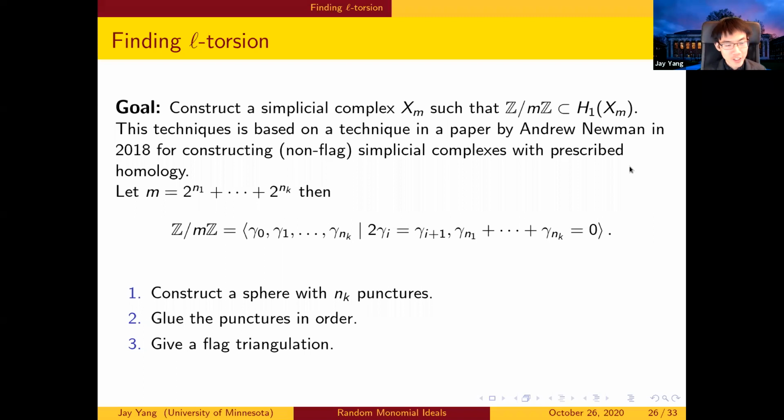So the key observation in this method is that you can do this binary decomposition on this M, and then Z mod MZ is actually isomorphic to this group given by these generators. It's a little bit complicated and messy, but it's given by these generators and relations. And then we can realize these generators and relations on a sphere. So we take a sphere, we construct the right number of punctures, and then we glue the punctures in the right way, right? And then we have to do this all very carefully in a way that gives a flag triangulation and not just a triangulation.